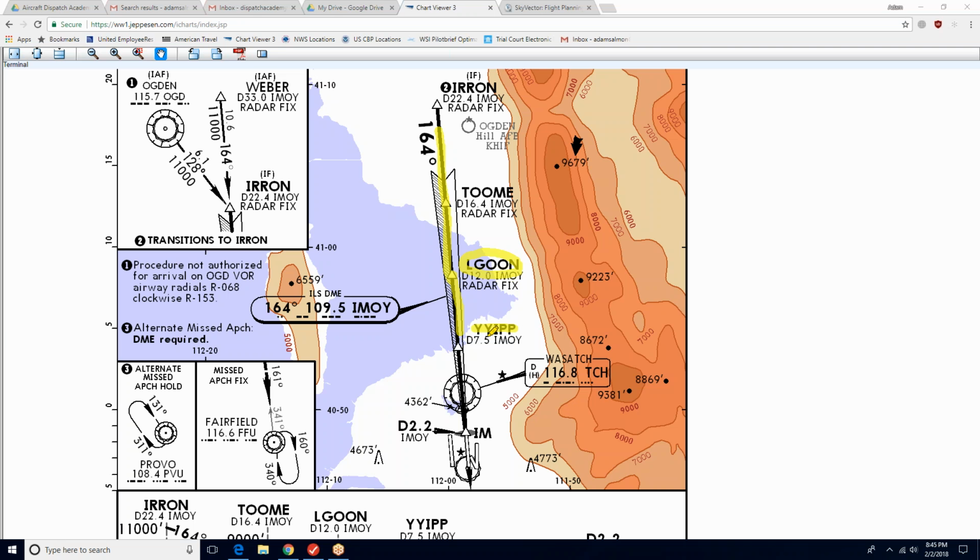So you keep going down this, remember this YYIPP? This was the glide slope intercept. Once it hits this intersection, now the plane is going to start descending. This whole time it's staying at 6,000 feet until it hits this intersection, and then it starts descending down to 4,427 feet, which is 200 feet above ground.